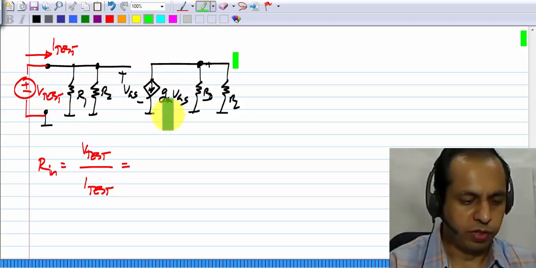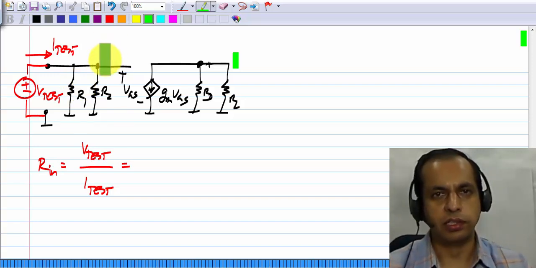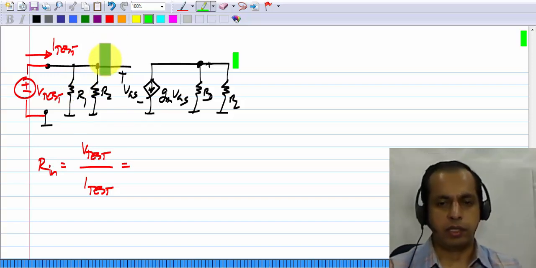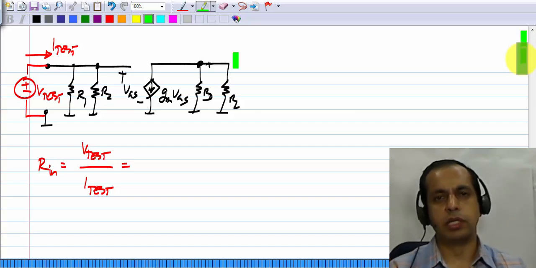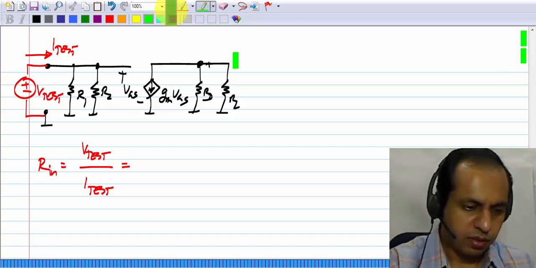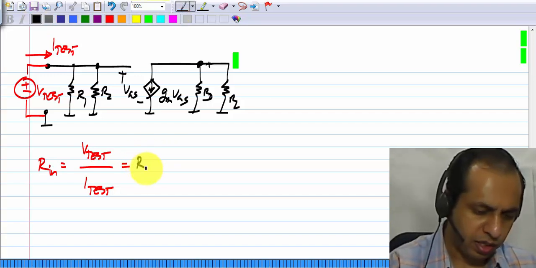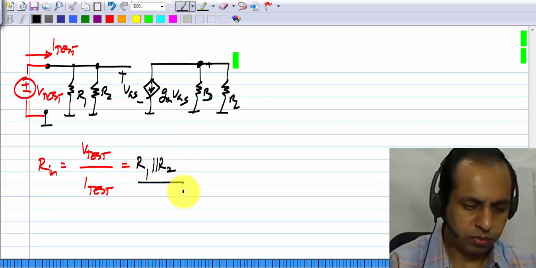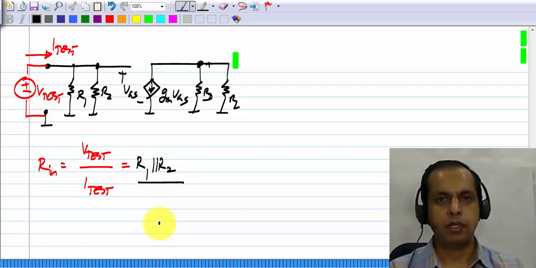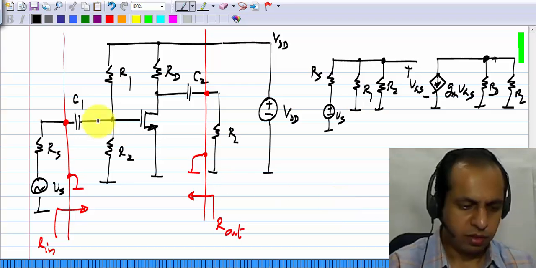Okay. In fact, this is a case where the load resistance does not affect the input resistance. This is not generally the case. When you had a drain feedback and the common source amplifier was built around that, you saw that the input resistance was affected by RL, but now it is not. Okay. So the input resistance is simply R1 parallel R2.